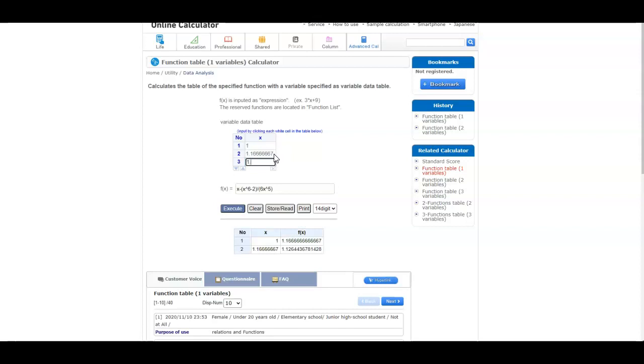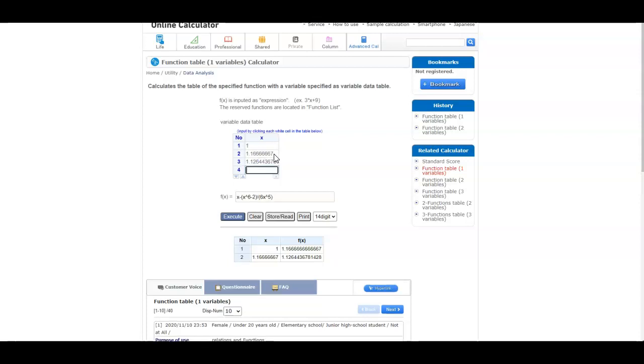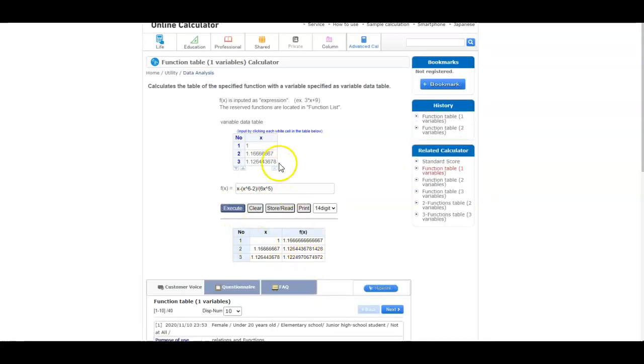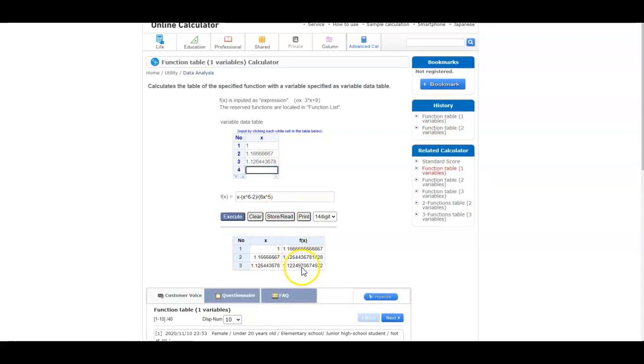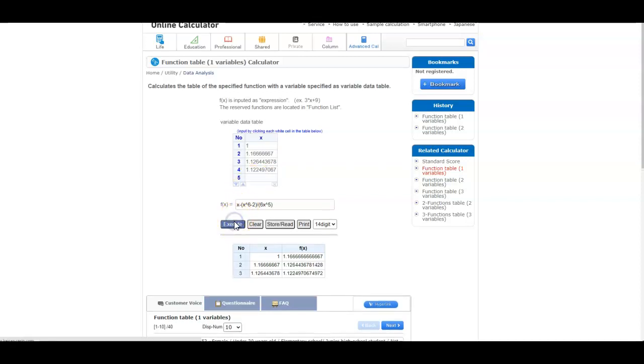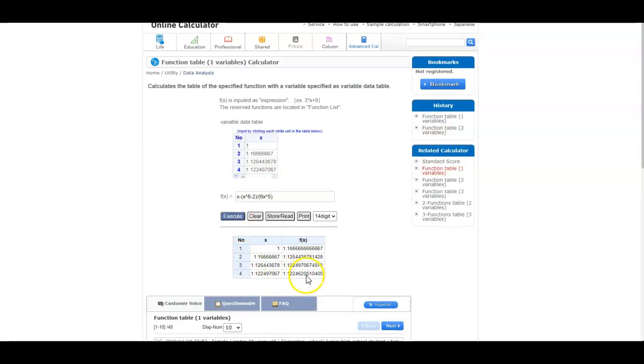So now 1.126443678, okay, and then hit enter. Then you hit execute, and now it's going to give you the next number. Then you're going to come back up here at the very end, select enter, and now put in this number here, which is 1.122497067. Okay, and then press enter, select execute, and now the fourth one gives us this value.